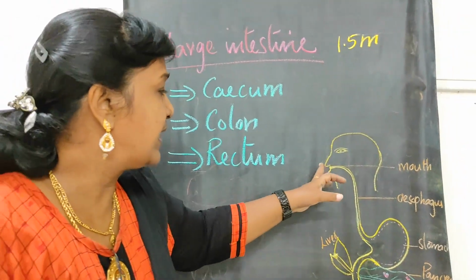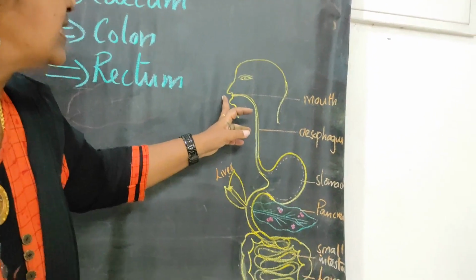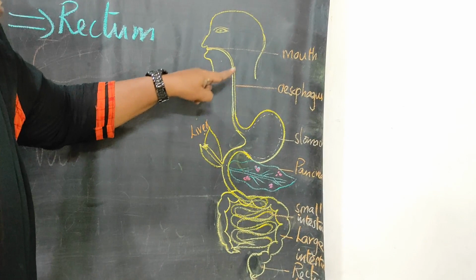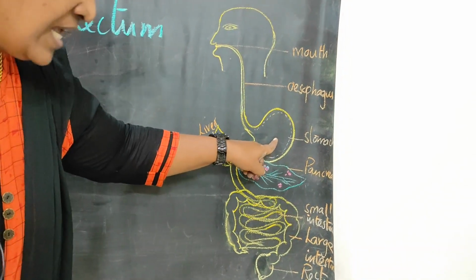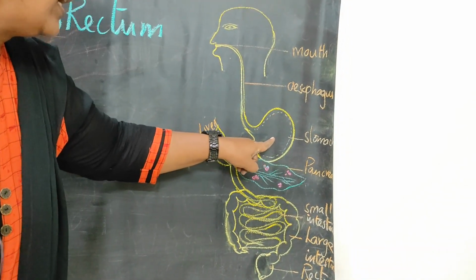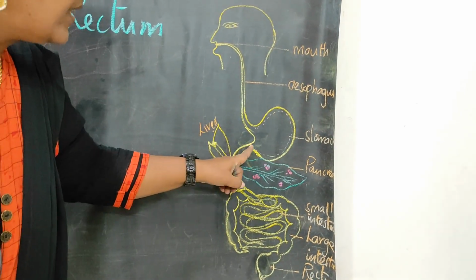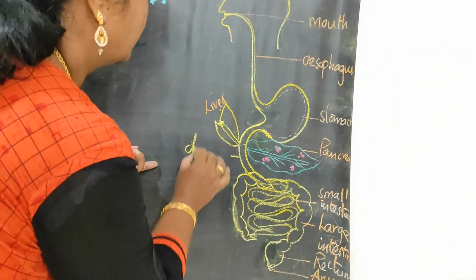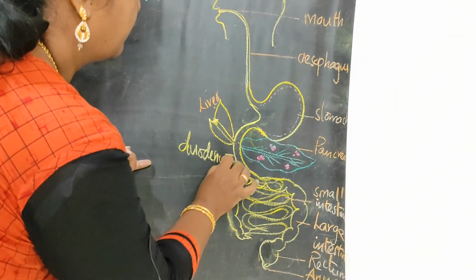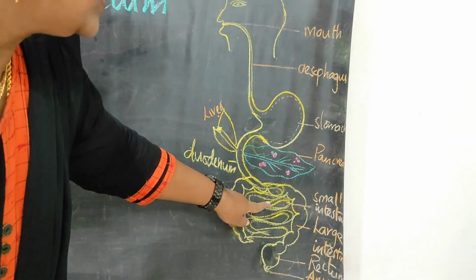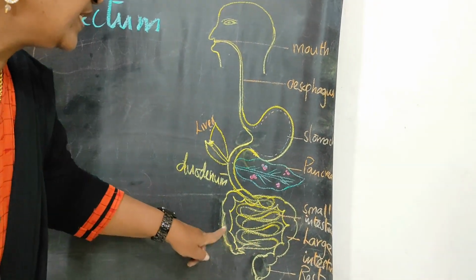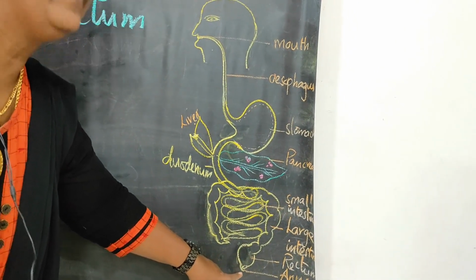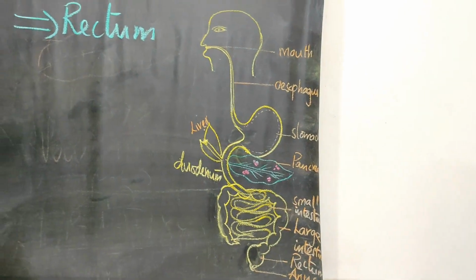See here, just we can recall. When you are taking the food, it enters into the mouth, then to the pharynx, then into the esophagus. From the esophagus it enters into the stomach, and from the stomach into the small intestine. The first part of the small intestine is the duodenum, then here jejunum, ileum. Then it enters into the large intestine, then to the rectum, and finally the waste materials are eliminated out through the anus.